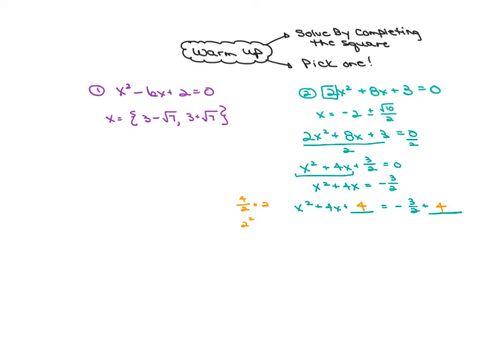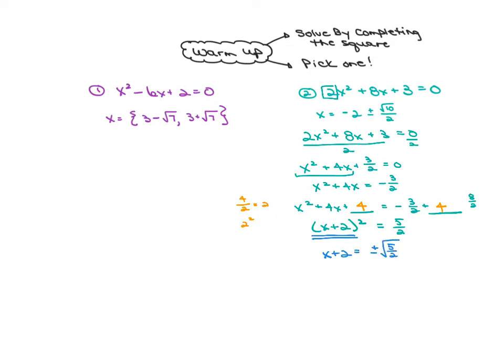And I can now factor that perfect square trinomial into x plus 2 squared. And on this side, 4 is the same as 8 halves. So -3 halves plus 8 halves is 5 halves. So now really I've finished the process of completing the square, and I can now use the square root method. I've isolated my variable. It's in a binomial being squared, so I'll take the square root of both sides. And I want both the positive and the negative square root, 5 halves.